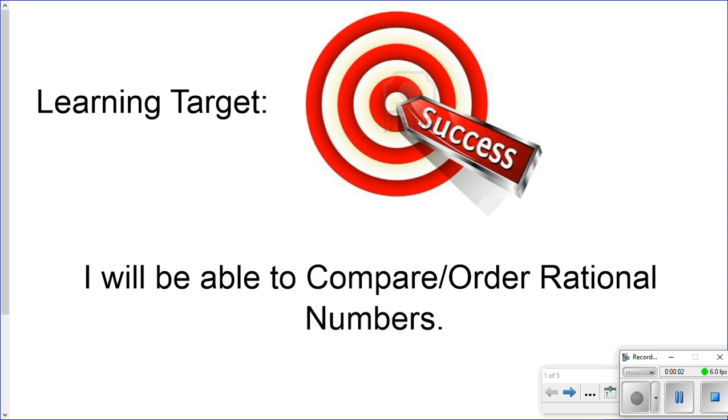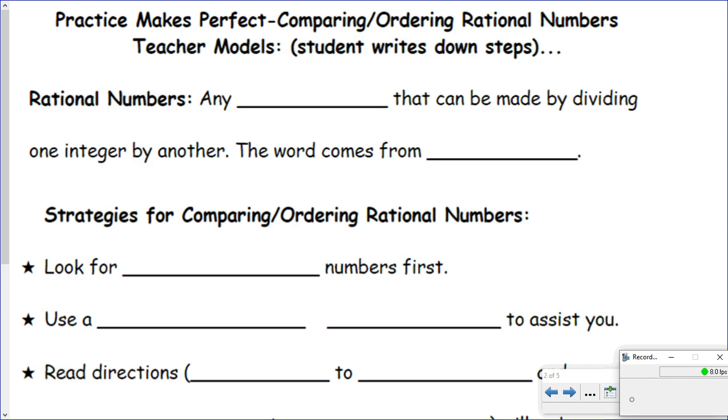Our learning target today: I will be able to compare and order rational numbers. First, we want to start by defining what a rational number is, and that is any number that can be made by dividing one integer by another. The word comes from the word ratio.